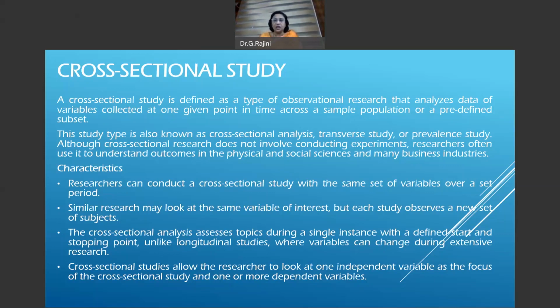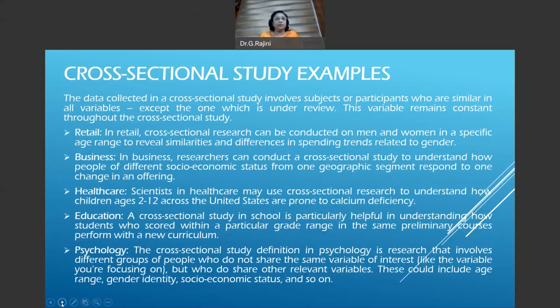A cross-sectional study allows a researcher to look into one independent variable as the focus of the study and one or more dependent variables. The data collected in a cross-sectional study involves subjects or participants who are similar in all variables, except the one which is under review. So this variable remains constant throughout the cross-sectional study. I have given examples of that.